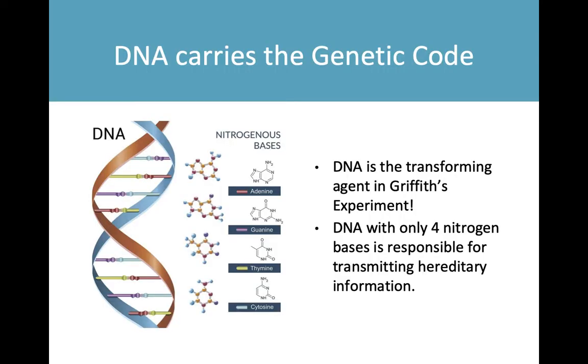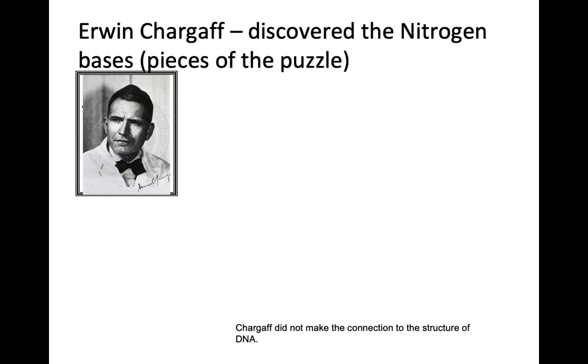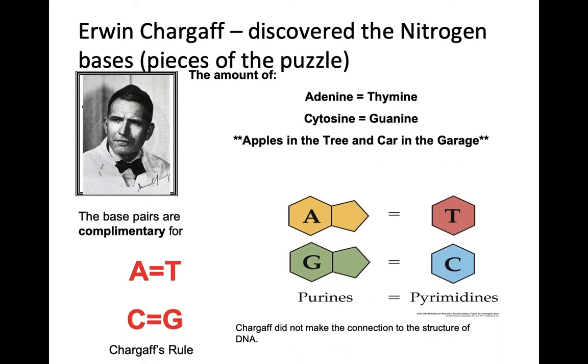So now scientists very well understood that DNA is a transforming agent in Griffith's experiments, and they understood that DNA, even though it looked like a very simple molecule, right, with only 4 nitrogen bases, is the one that is responsible for transmitting the hereditary information. So again, here is Chargaff's rules, right? A is equal to T and C is equal to G.